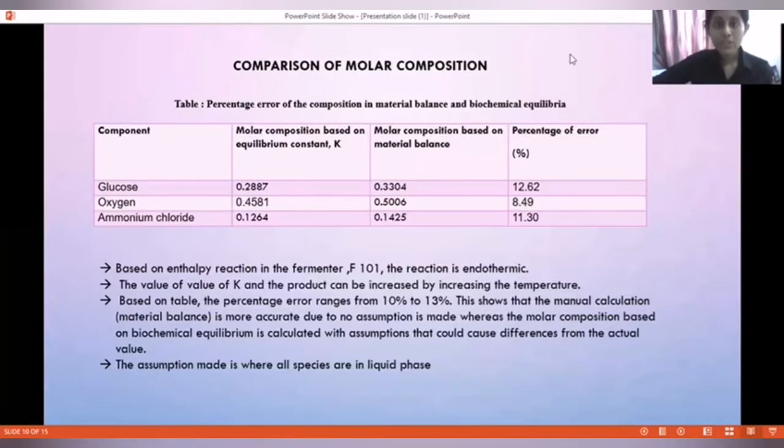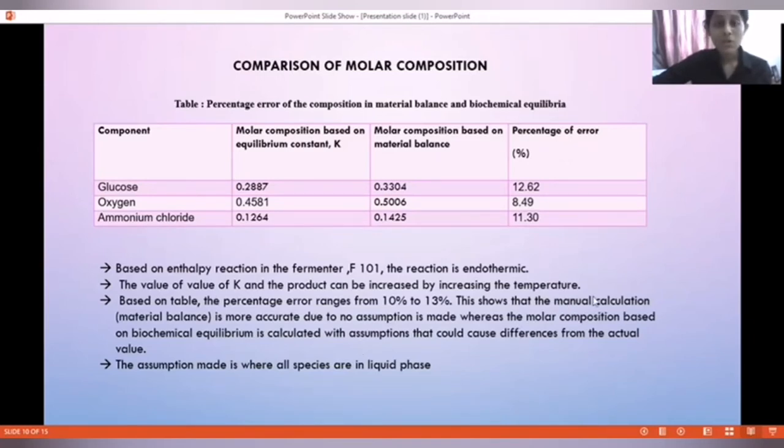For the comparison of molar composition, it is compared between the equilibrium constant K and the molar composition based on the Maxwell balance. By this we can see that there are percentage errors ranging from 10% to 13%. This shows that the manual calculation is more accurate because no assumption is made, whereas the molar composition based on chemical equilibrium is calculated with assumptions that could cause a difference from the actual value.